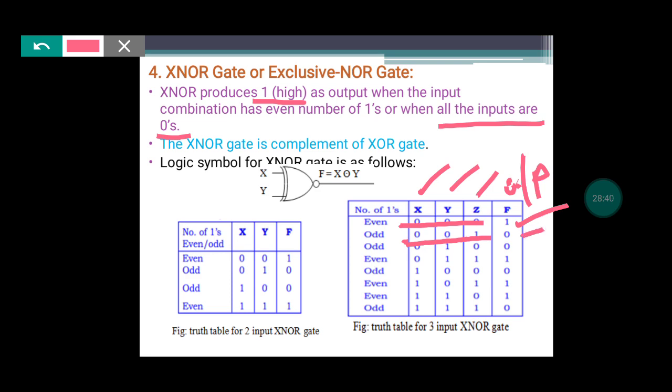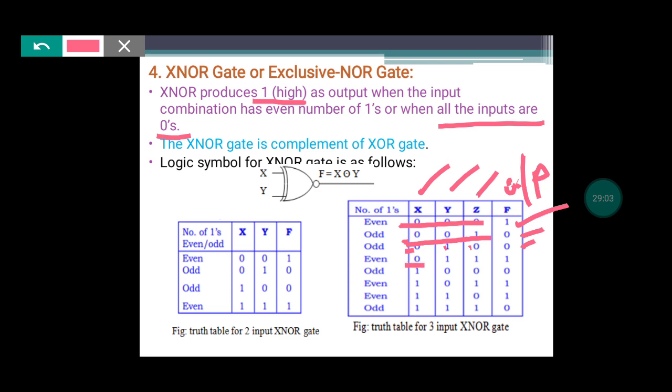Yes, now the next combination is 0 1 0. Here also input signal 1, that is high, has appeared how many times? It has appeared only 1 time, means it has appeared an odd number of times. So at that time what will be the output? Output will be 0.